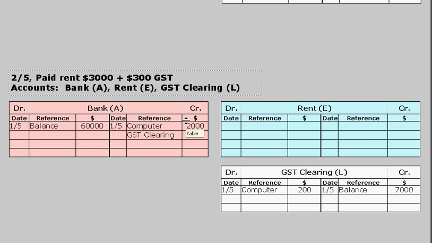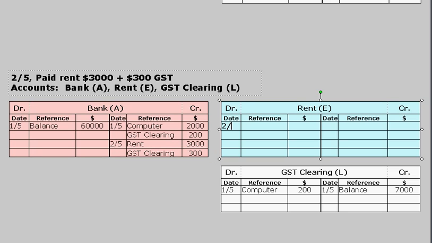Here we pay rent, $3,000 plus $300 GST. So this is going to impact on the bank account, the rent account, and the GST clearing account. So we'll go to our bank account, and we're going to reduce it because we've just made a payment, and we've paid rent, $3,000, and we've also had to record the GST on that transaction, which was $300. So they're the two credit entries to the bank account to reduce bank by a total of $3,300. You could put that on the same line if there was enough space, but you've reduced bank by $3,300 by doing a credit entry or two credit entries.